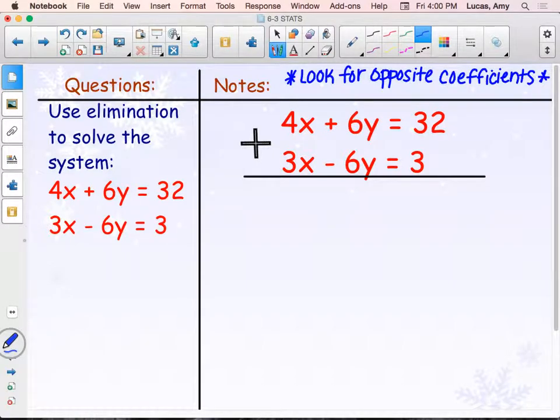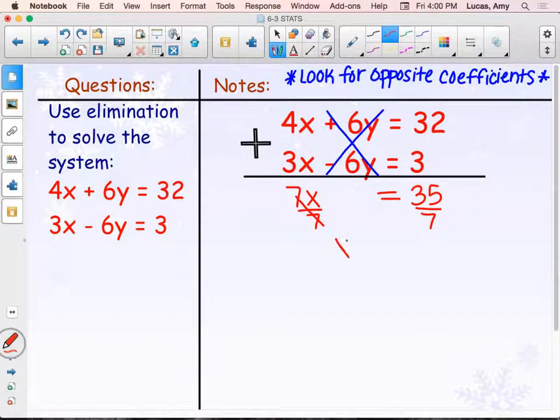So I see opposite coefficients on my y's because positive 6 and negative 6 are opposites. So if I add together this system, 4x plus 3x is 7x, and 32 plus 3 is 35. I would divide by 7, so x equals 5. So the x coordinate for our solution is 5.